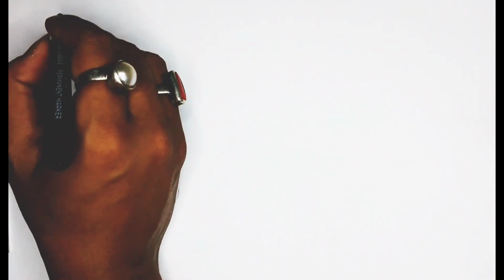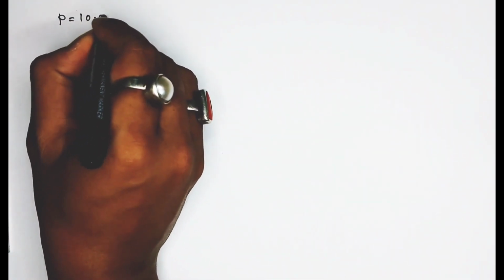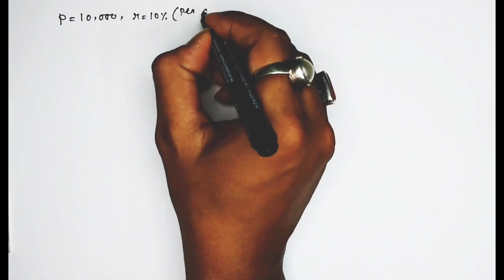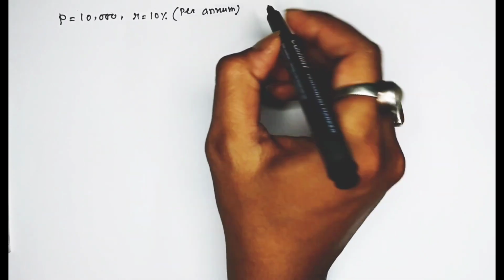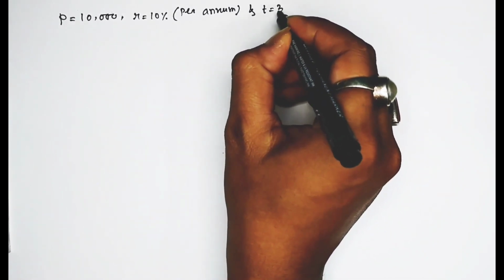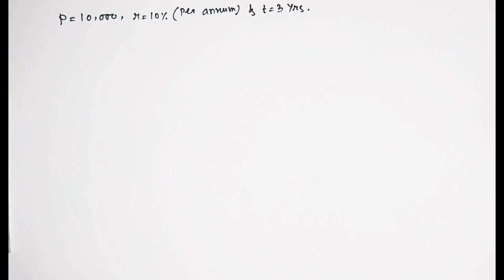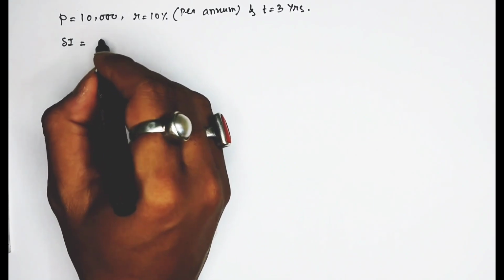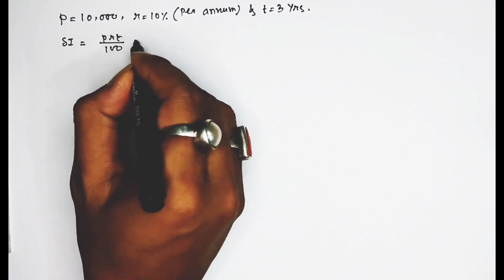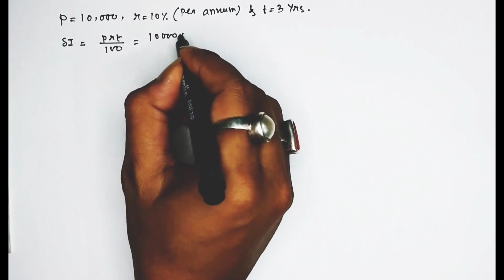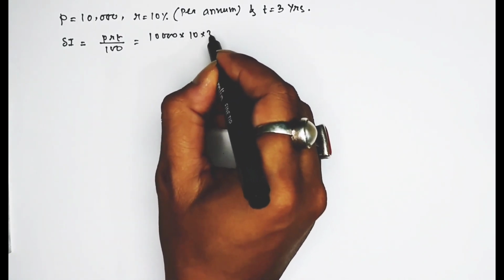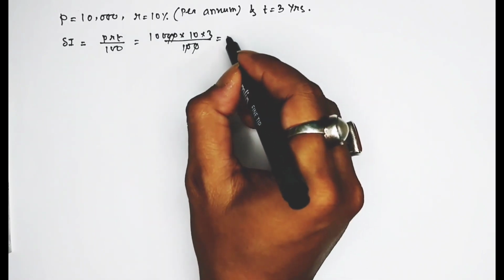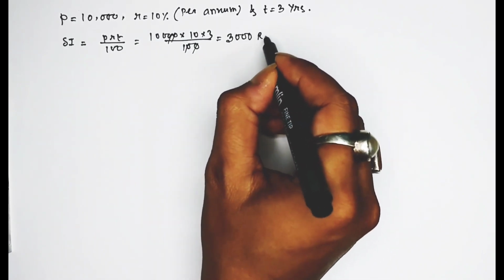If we take an example as P equals 10,000, R equals 10% per annum, and T equals 3 years, and calculate the value of SI, we get SI as PRT by 100, that is 10,000 into 10 into 3 by 100. So we will get the value of SI as 3000 rupees.